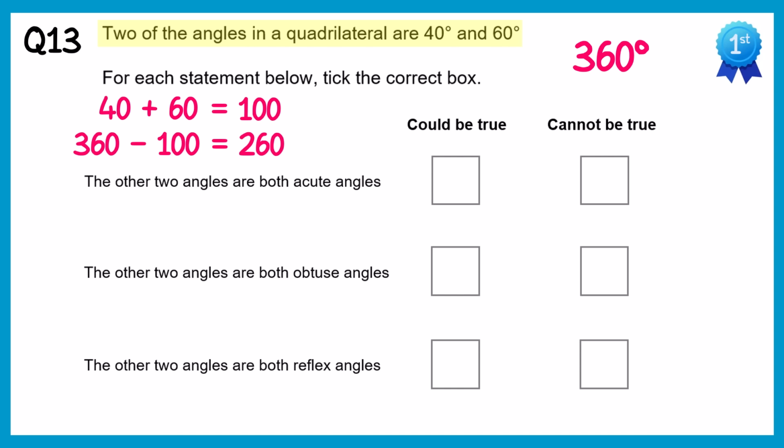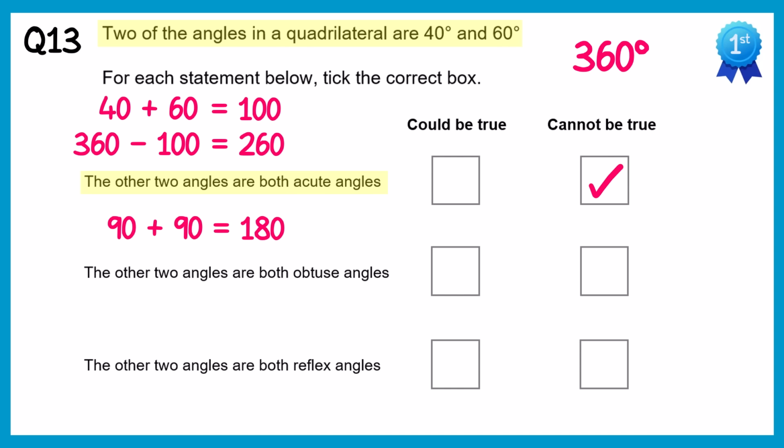We then have some statements and we need to decide if they could be true or not. The first statement says that the other two angles are both acute angles. An acute angle is an angle that's less than 90 degrees. If you add 90 and 90 together, you get 180. So remember, we're trying to find two angles that make a total of 260. Now if the acute angles must be less than 90, and 2 90s makes 180, there's no way we can pick two of these angles to make a total of 260. So the first one cannot be true.